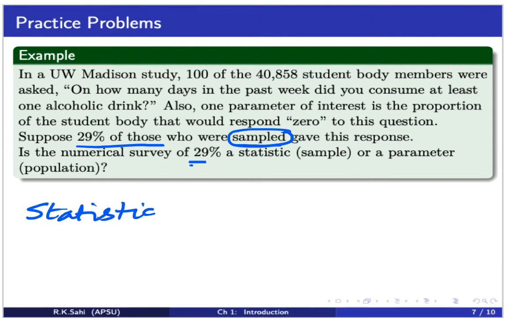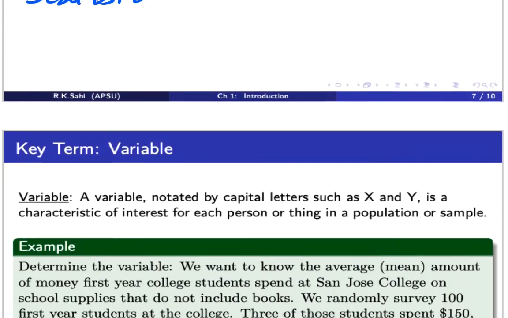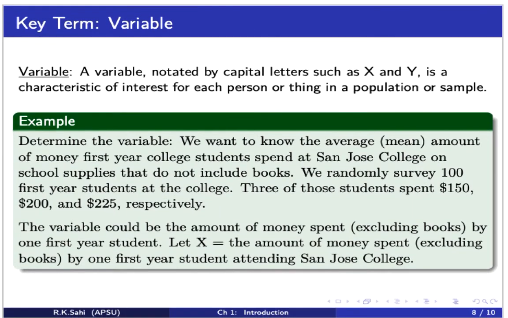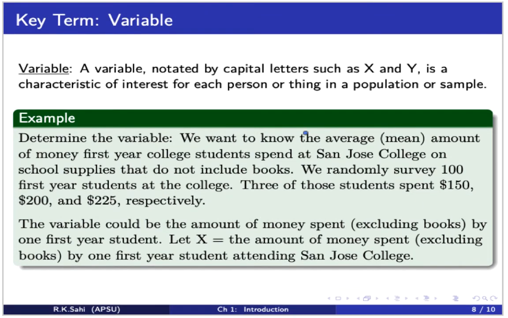Now, there's another key term in our statistics studies, and that's called the word variable. A variable is a characteristic of interest for every person in a specific population or a sample we are studying in a research study, and it is most of the time denoted by a capital letter, say capital X, Y, capital Z, whatever you like. So remember, a variable is a characteristic of the population or the sample in a research study.